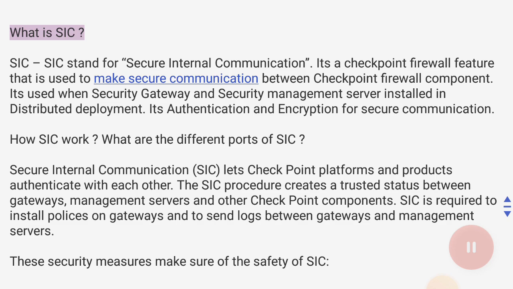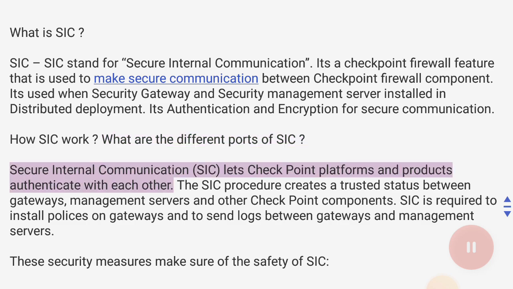What is SIC? SIC stands for Secure Internal Communication. It's a Checkpoint Firewall feature that is used to make secure communication between Checkpoint Firewall components. It's used when the Security Gateway and Security Management Server are installed in a distributed deployment. It provides authentication and encryption for secure communication. How does SIC work? What are the different ports of SIC?